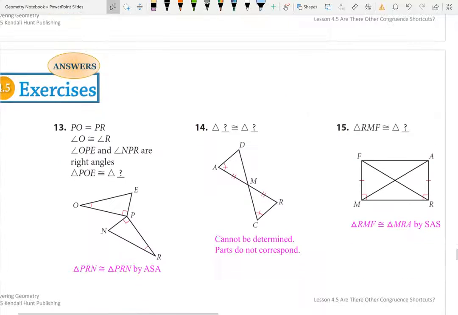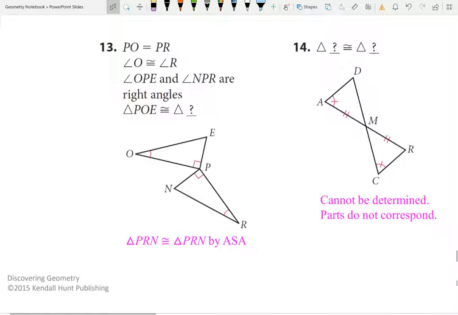Next is number 13. Okay, let's see what we're given here. PO equals PR. Angle O is congruent to angle R, that's marked. Angle OPE and NPR are right angles, also marked. What is triangle POE congruent to?